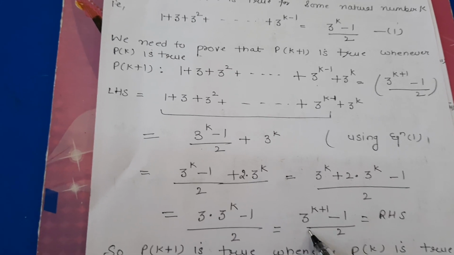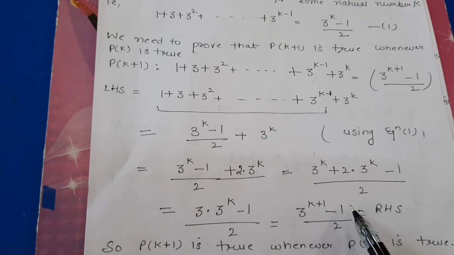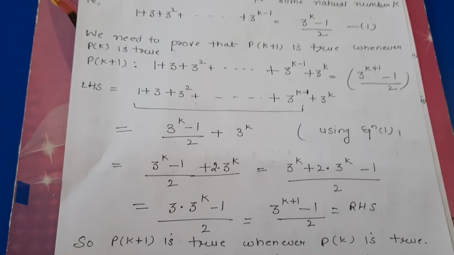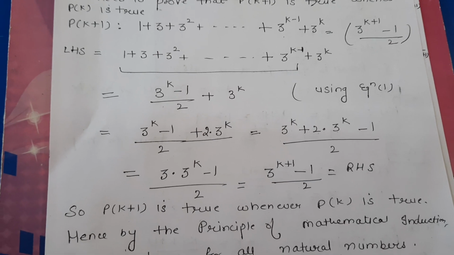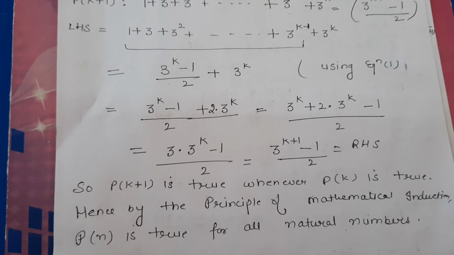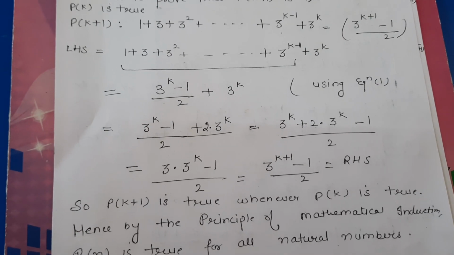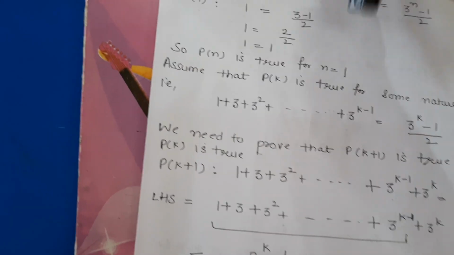Base same, power will be added. So this is 3 raised to the power k plus 1 minus 1 divided by 2, which is your right hand side. So your P(k+1) is true whenever P(k) is true. Hence, by principle of mathematical induction, the given result is true for all natural numbers. Next question.